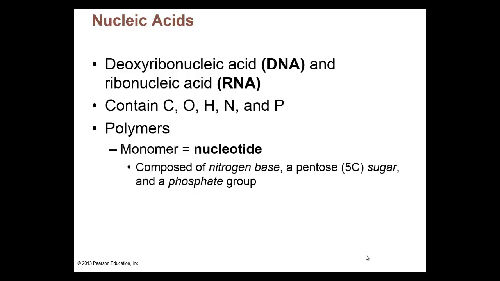Now, these nucleotides that we string together are composed of 3 basic things. A nitrogen base, a sugar, we call it a pentose sugar because the pent means 5. There's 5 carbons in it, so it's a 5-carbon sugar. And it contains a phosphate group. So every nucleotide has a base, a sugar, and a phosphate group.